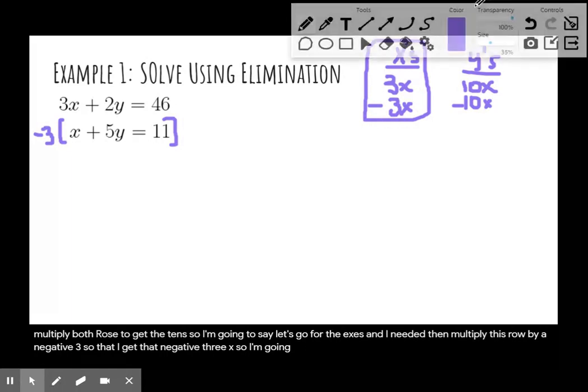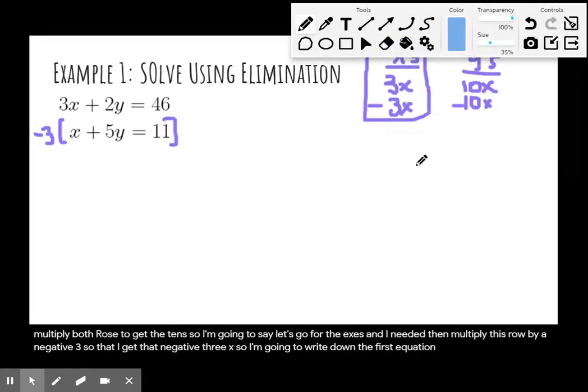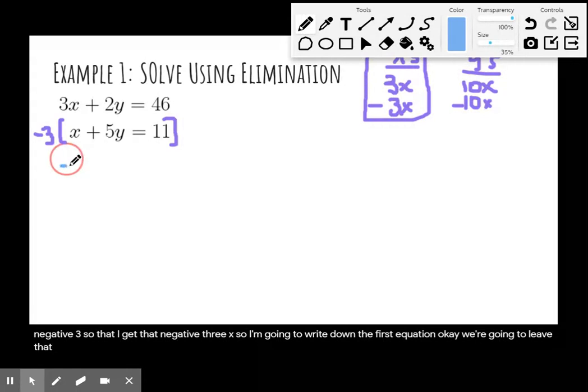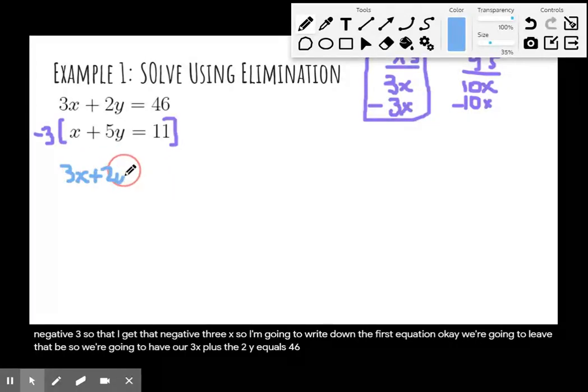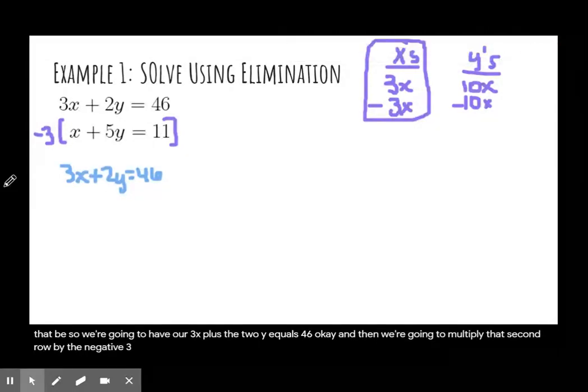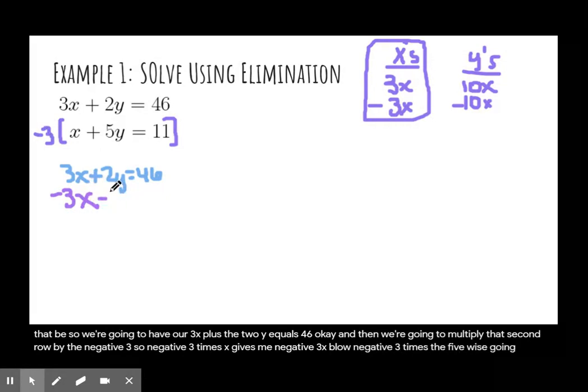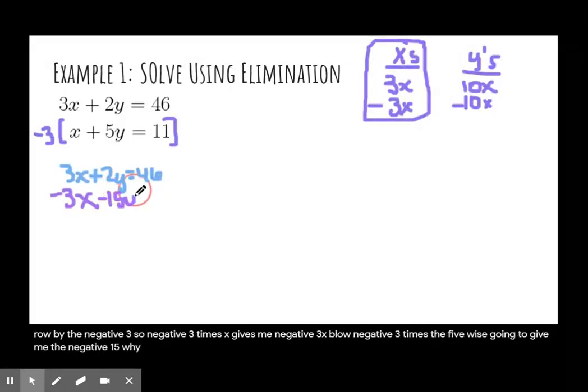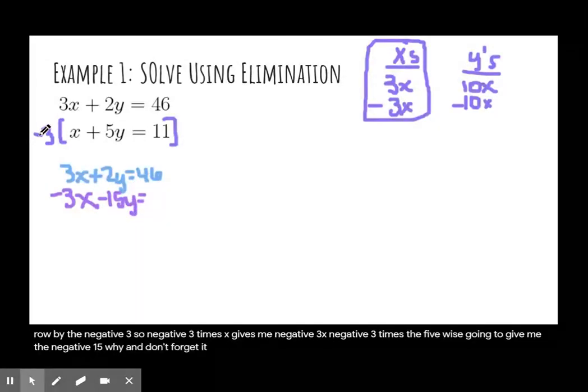So I'm going to write down the first equation. We're going to leave that be. So we're going to have our 3x plus 2y equals 46. And then we're going to multiply that second row by the negative 3. So negative 3 times x gives me negative 3x. Negative 3 times the 5y is going to give me the negative 15y. And don't forget to distribute to the last one. Negative 3 times 11 is negative 33.